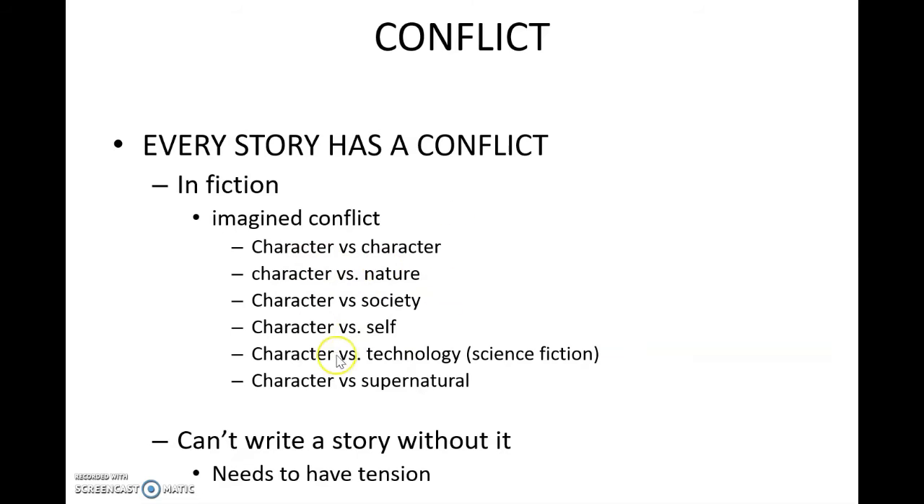And you guys might remember this from last year with Mr. Michael. Character versus society, where a character thinks that they need to stand up against society in some way because society is doing bad things.